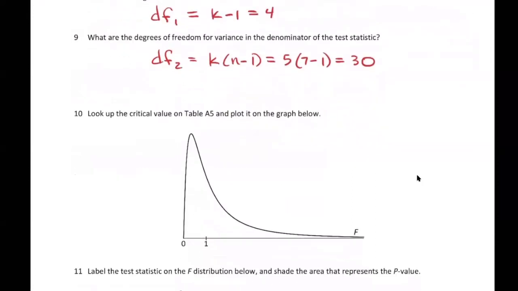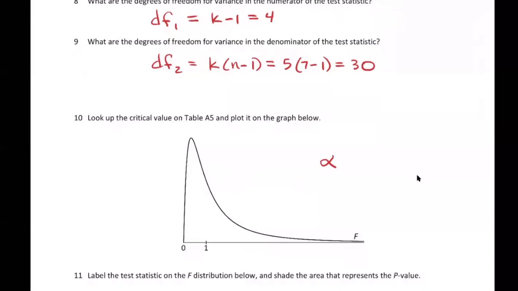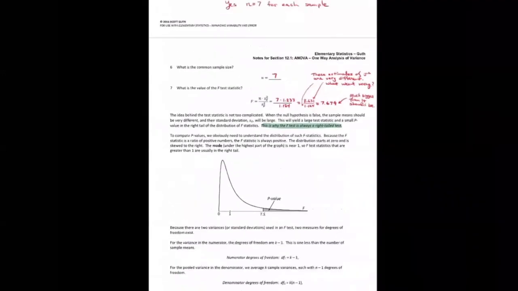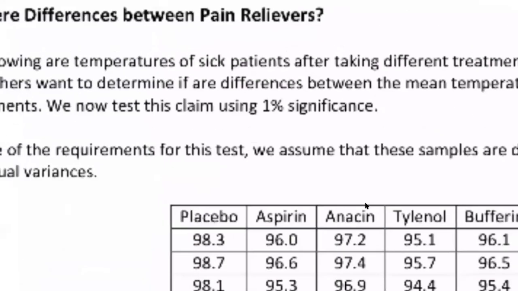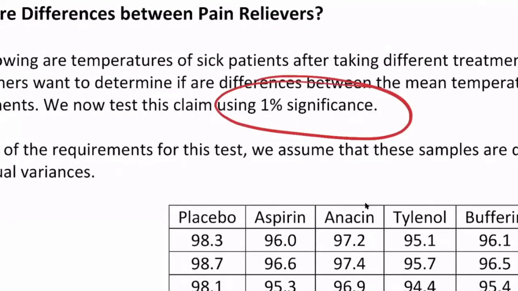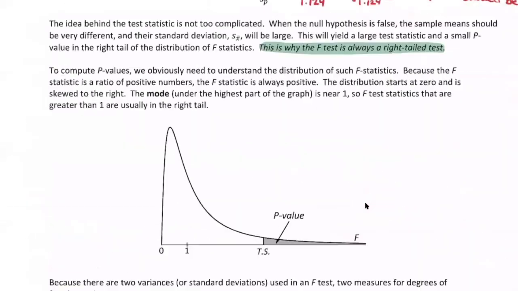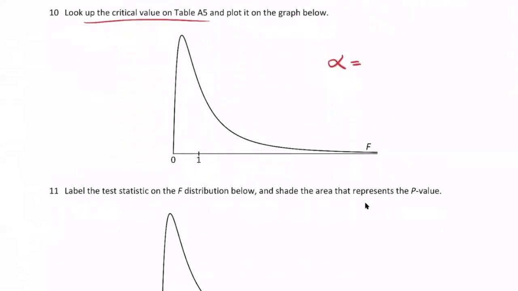I don't know what our alpha is here. We're supposed to look up a critical value on table A5, so let's go back and look at our alpha. If you look way back, it says this is a 1% significance on this one. Pretty strict requirement. So our alpha is 0.01.